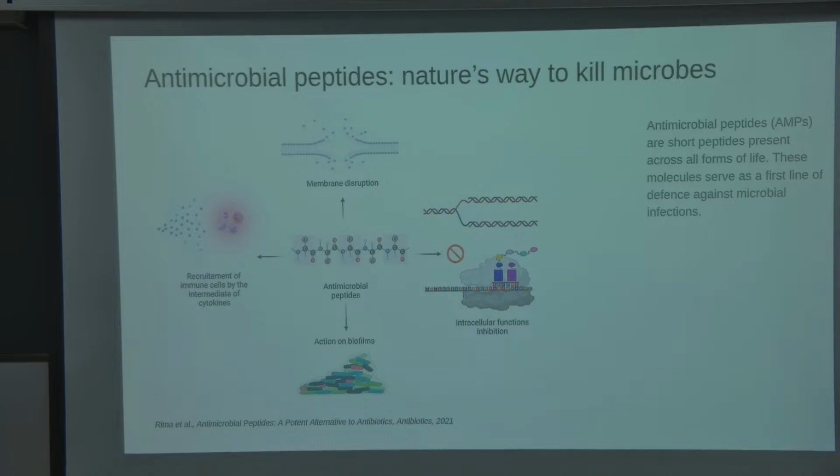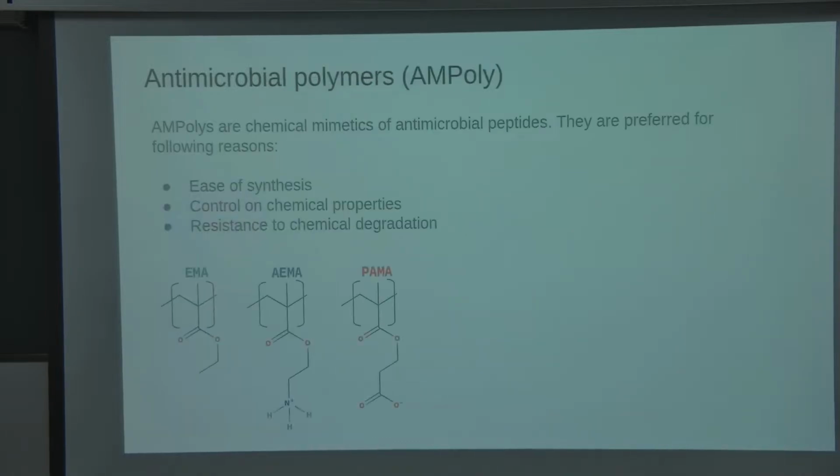So what people have been looking at is another kind of polymer, called antimicrobial polymers, which are mimetics of these antimicrobial peptides, and they are easy to synthesize. You can also control their chemical properties by tinkering with which specific monomers you pick, and since they are not biological compounds, they are also resistant to chemical degradation. So the bioavailability of the drug is higher.